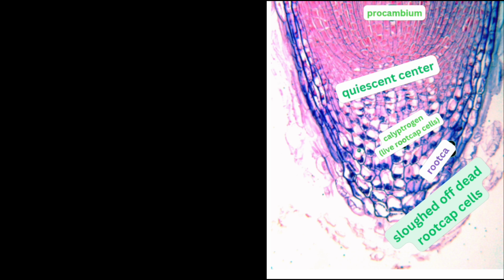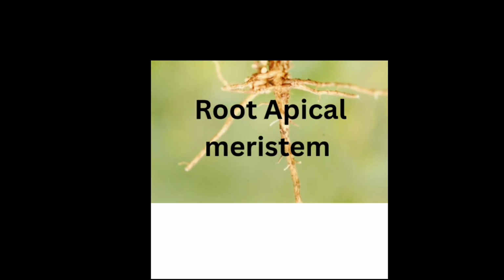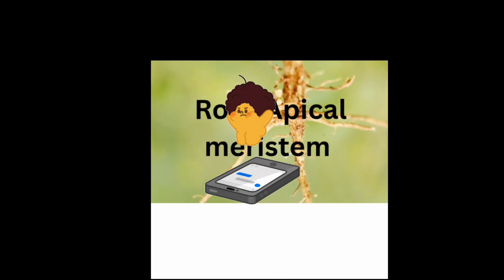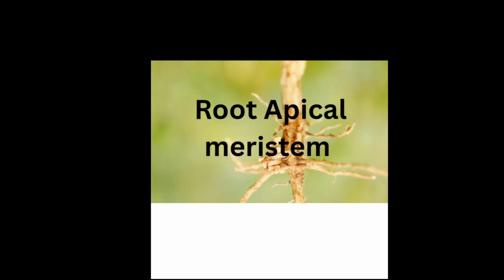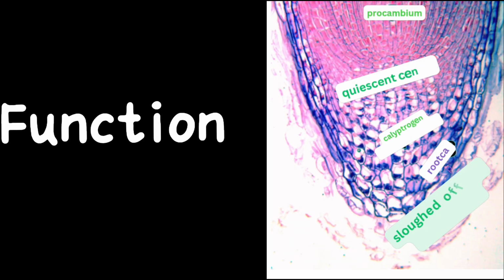There is a quiescent center, a small group of cells inside the root apical meristem that divide very slowly. It acts as a reserve of stem cells. It can replace the damaged meristematic cells when required. They actively divide, the initials that surround the quiescent center. These cells divide rapidly to form new root tissue.